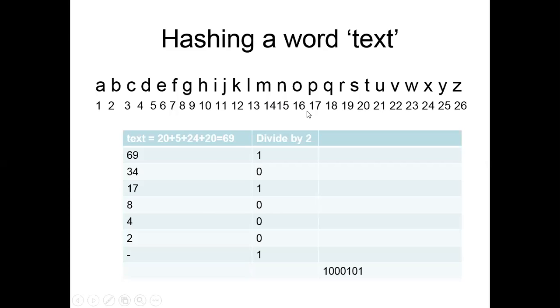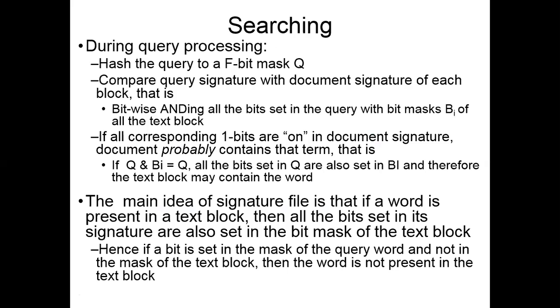Then if you find the word signature in binary form, 60 divided by 2, 30 with a remainder of 0, 30 divided by 2, 15 with a remainder of 0, 15 divided by 2, 7 with a remainder of 1, 7 divided by 2, 3 with a remainder of 1, then 3 divided by 2, 1 with a remainder of 1. That means the signature of word is 111100.